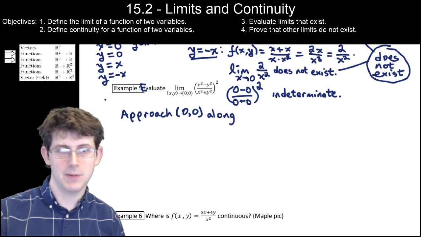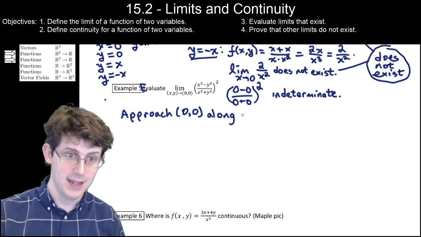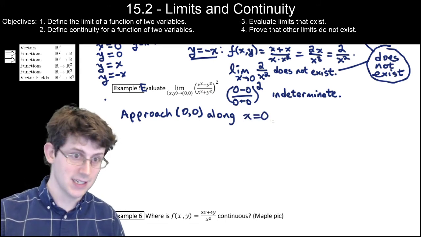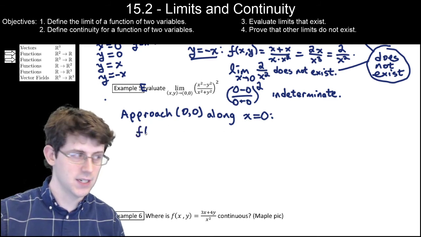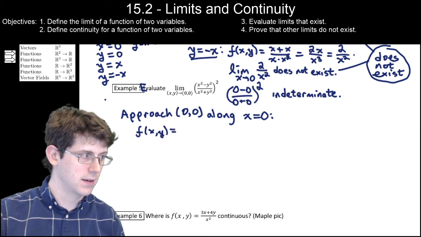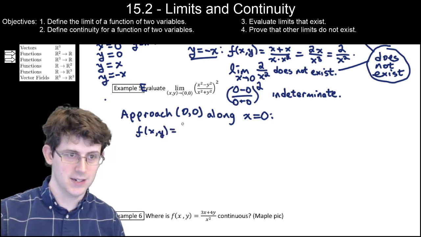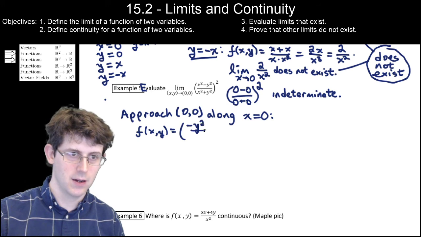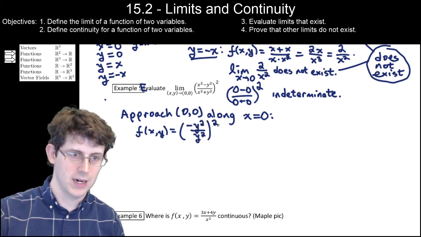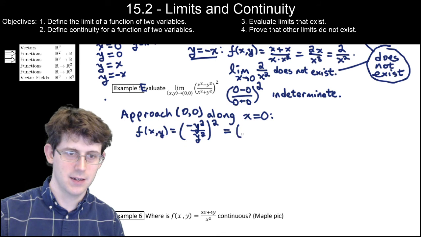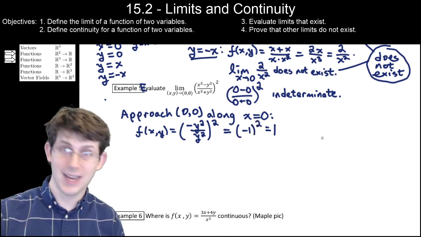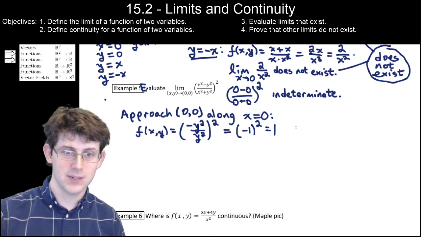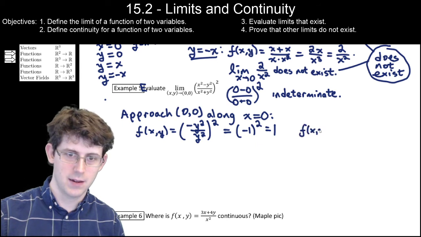For me, I'm always going to try to pick the easiest paths I can, and x equals 0 is the easiest path I know. So along x equals 0, my function is now, well, x is 0, so I get minus y squared over y squared, which is minus 1 squared, which is 1 everywhere. So the function is 1 everywhere. So along x equals 0, f of x, y approaches 1.